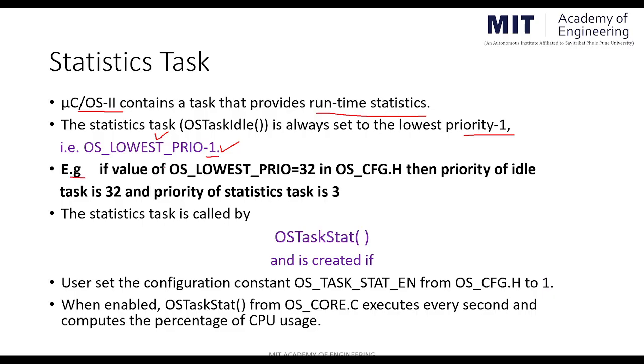For example, if the value of OS_LOWEST_PRIO is equal to 32, we have already seen that this variable is present in the os_cfg.h file, which we have to configure as an application developer. We cannot delete the idle task, but we can set its priority by changing the value of this variable. So if the value is 32, then the priority of the idle task is 32, and the priority of the statistic task is 31, that is 32 minus 1.